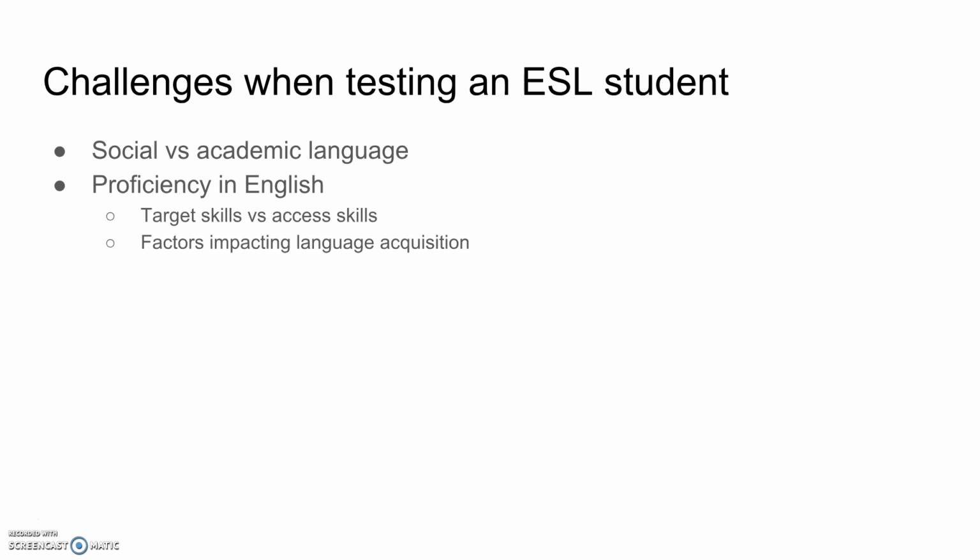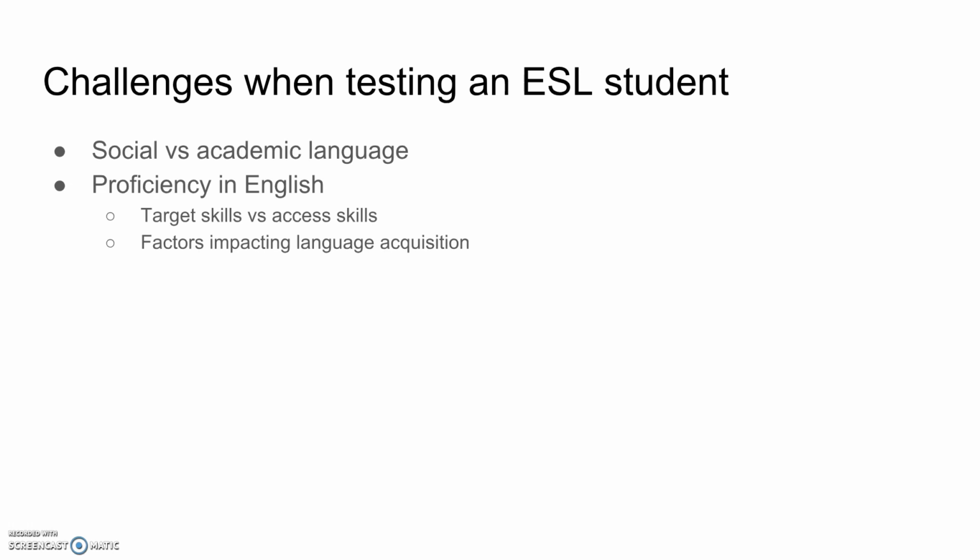Academic language is the language used in classrooms and in testing, and that language can sometimes take longer to gain proficiency in. And proficiency in English in and of itself is another challenge when testing students that are learning English as a second language. If we test a student in English and we haven't documented that they're proficient in English, we can't be sure if we're assessing their target skills or their access skills. Target skills are the skills that an assessment is supposed to measure, so math skills, writing skills, reading skills. If a child doesn't know English and isn't proficient in English, then we're testing their access skills, the skills that they have to be able to access and understand the information.